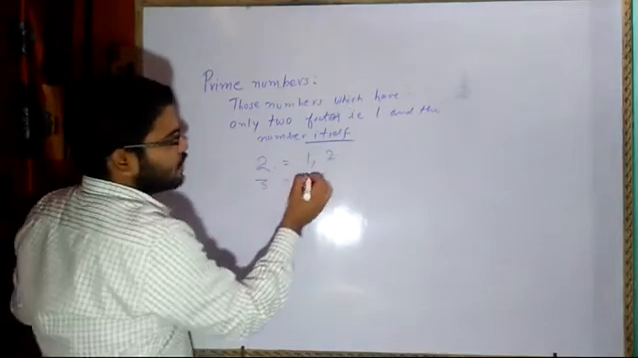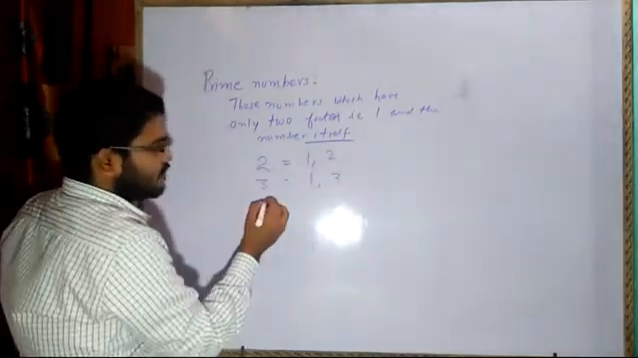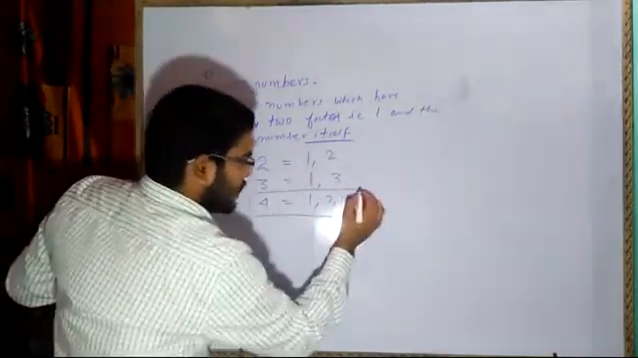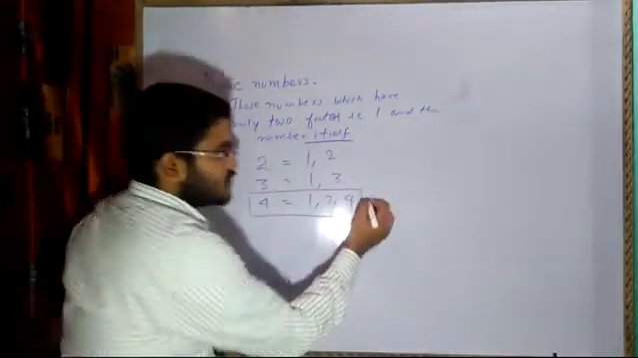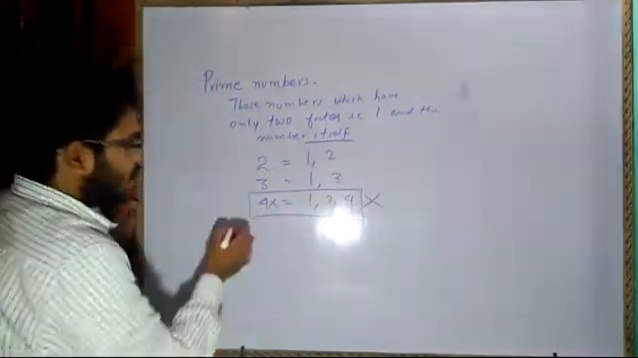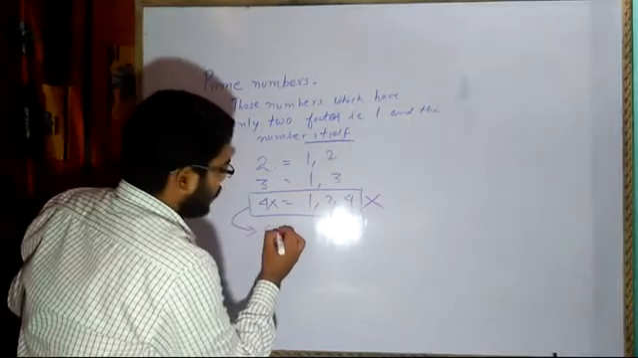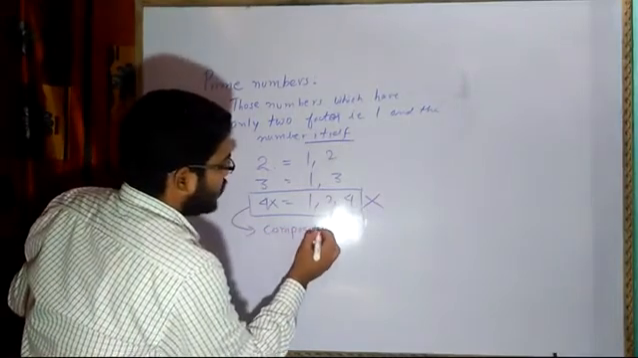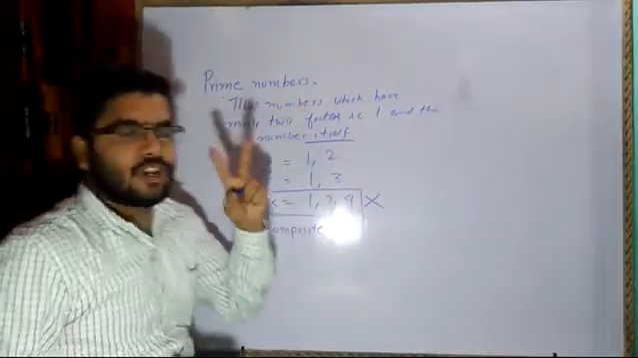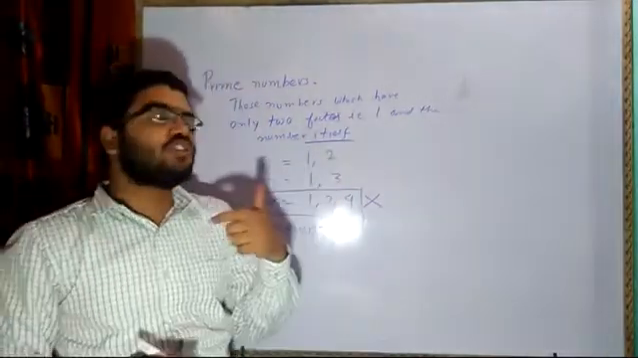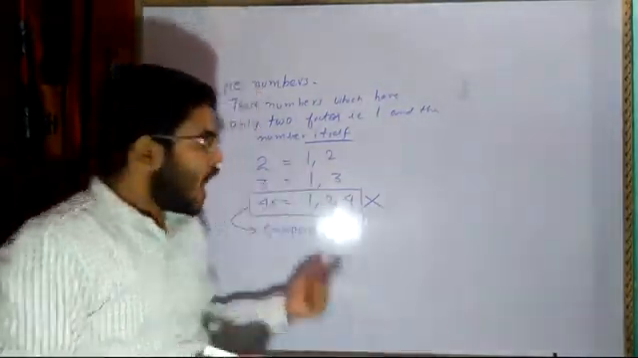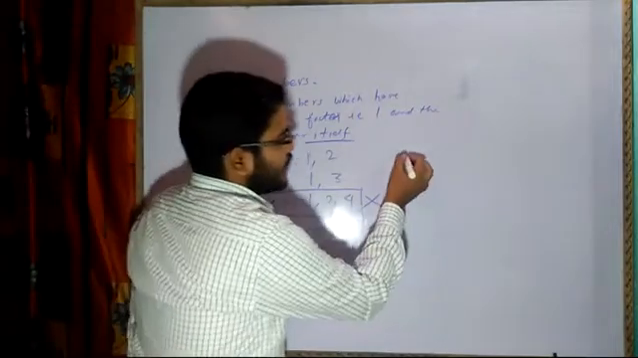If I say 3, what are the factors of 3? 1 and 3. If I say 4, what are the factors of 4? 1, 2 and 4. So here we can see that we are having 3 factors. So this particular number 4 will not be considered a prime number. Rather, it will be called a composite number. So those numbers which have only two factors, that is 1 and the number itself, are said to be prime numbers, and those numbers which have more than two factors are said to be composite numbers, like 6.